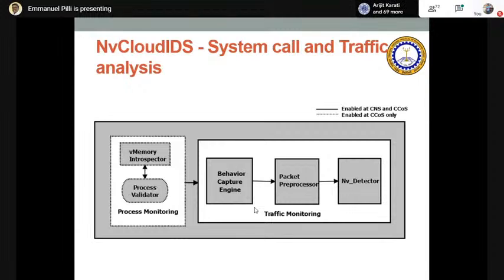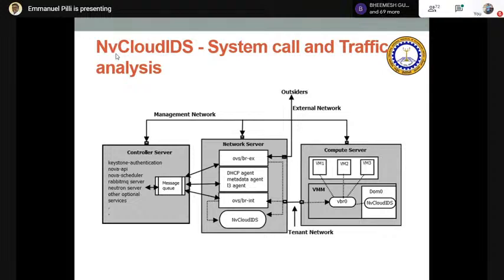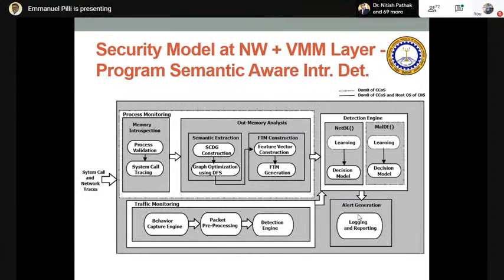Similarly, some fortunate thing also happened, or unfortunate thing happened, where we had another paper on NV Cloud IDS, where we created a network and a hypervisor, both together. So NV Cloud: network and virtualization. So we combined both the things and created an NV Cloud IDS, right? But then this was accepted, and based on that, we went into another slightly higher model, which is called PSA NetVisor, program semantic aware intrusion detection. So it was called PSA NetVisor.